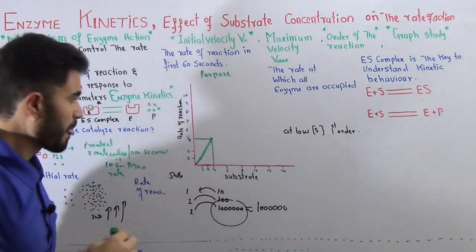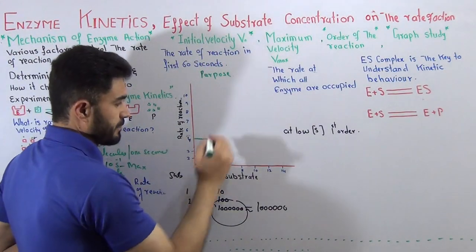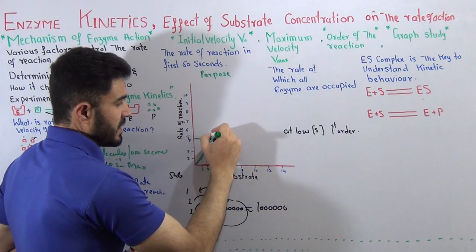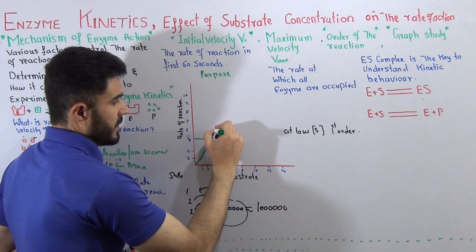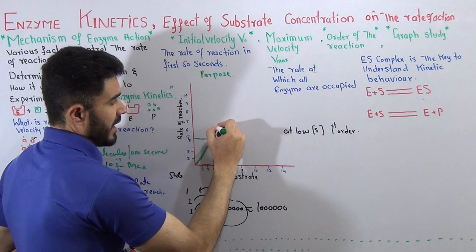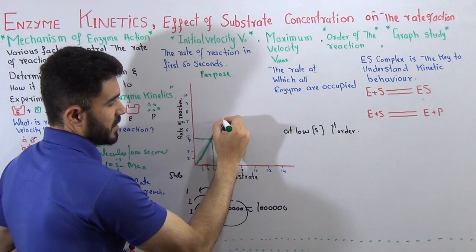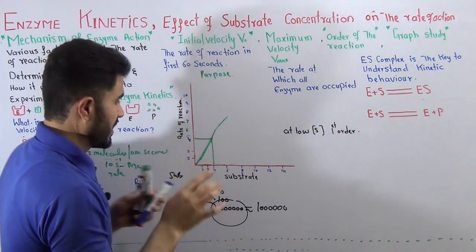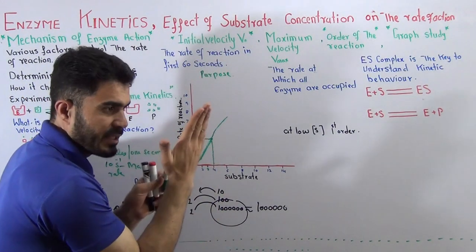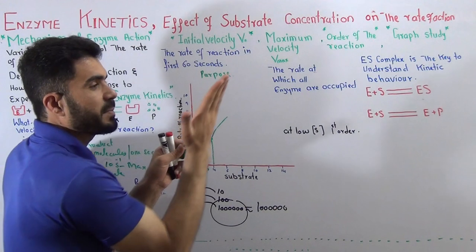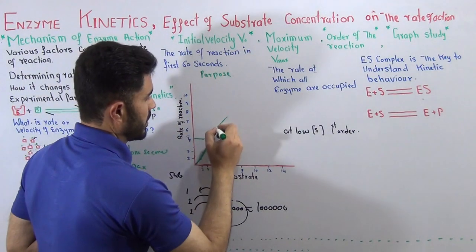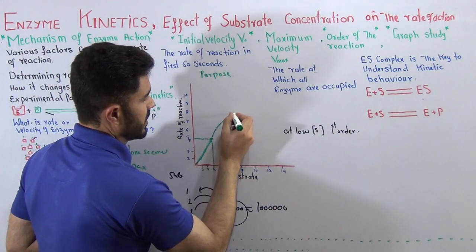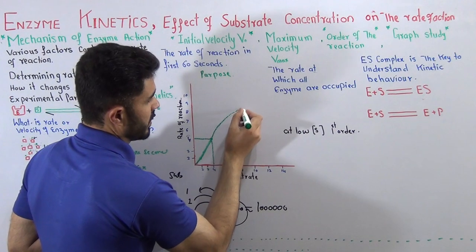The reaction is increasing. This line will keep increasing but not remain as straight. Slowly it becomes a curve. Initially the line will be a little bit straight, then it becomes a curve like this, not that straight, and then curve and curve and curve.